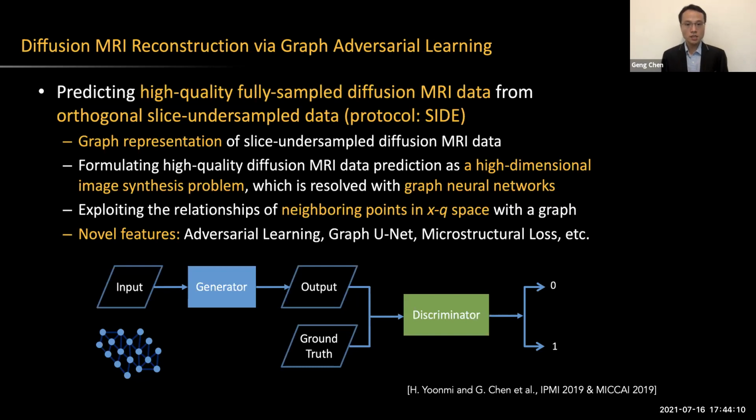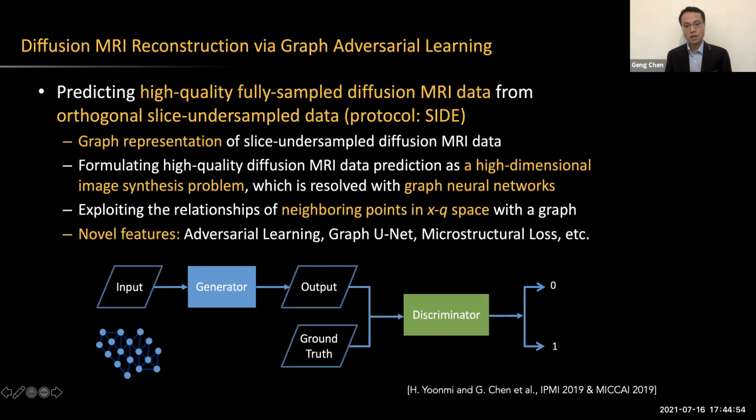First we do graph representation of slice undersampled diffusion data, and then we formulate the high quality diffusion data prediction as a high dimensional image synthesis problem, which is solved with graph neural networks. Our framework is able to exploit the relationships of neighboring points in Q space by using a graph. There are a number of novel features in the proposed model. First is adversarial learning, and also the graph neural net, microstructure loss, and others.